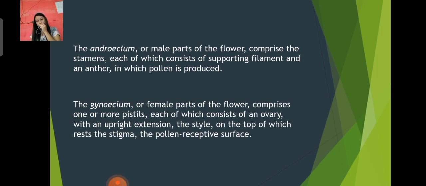The gynoecium or female parts of a flower comprise one or more pistils, each of which consists of an ovary with an upright extension, the style, on the top of which rests the stigma, the pollen receptive surface.